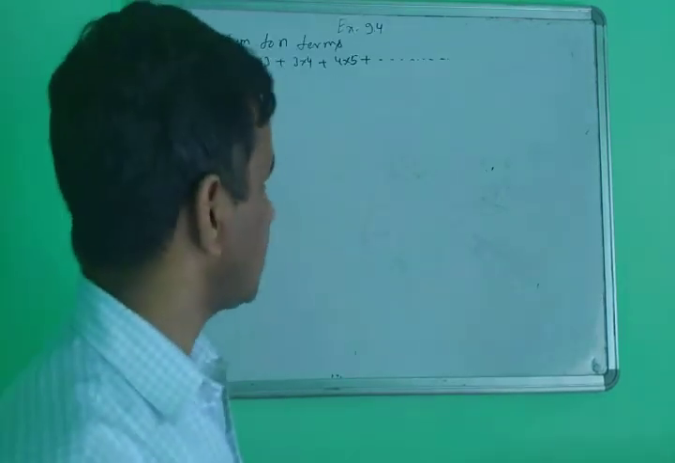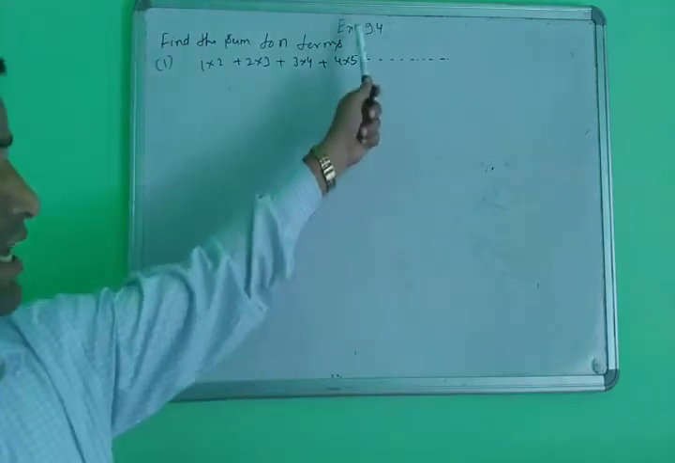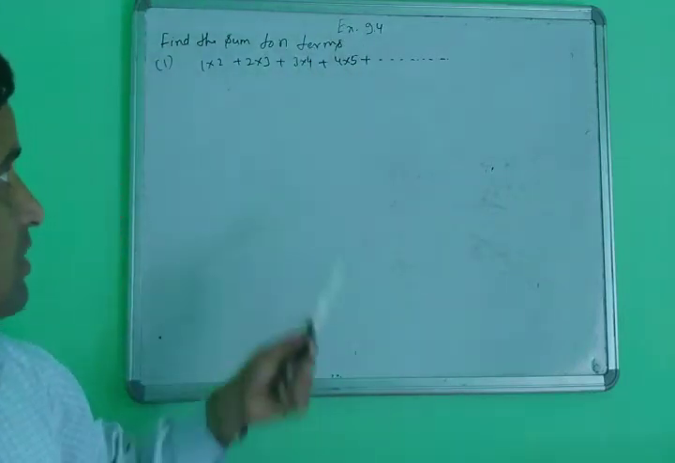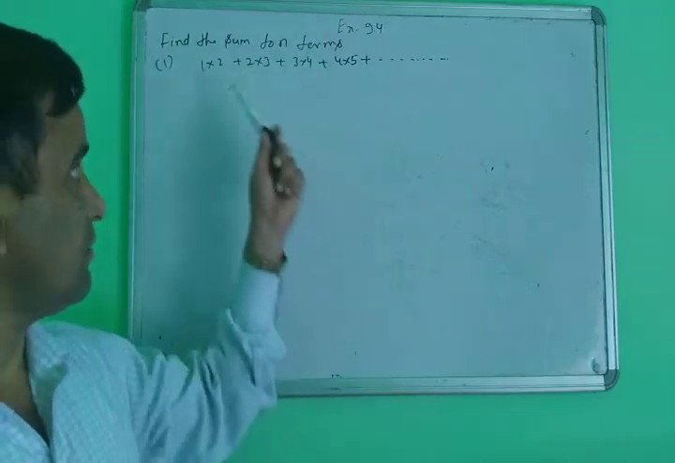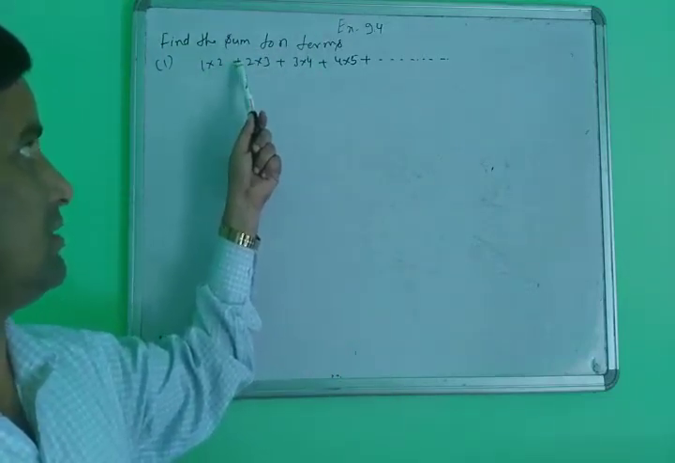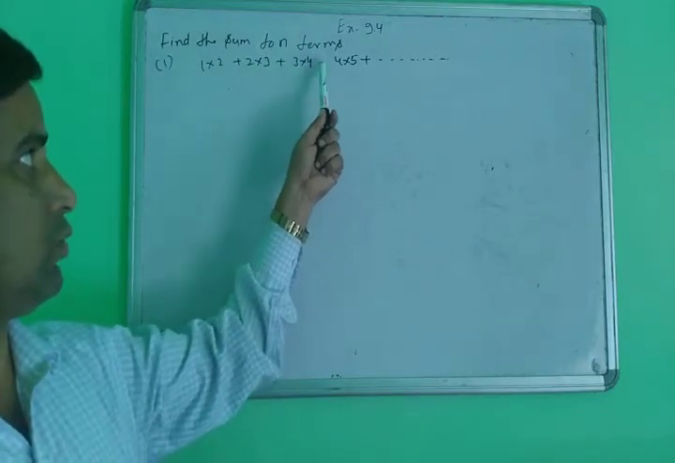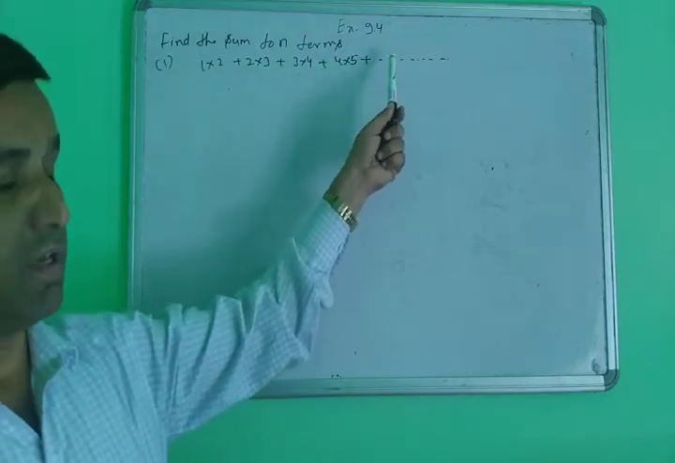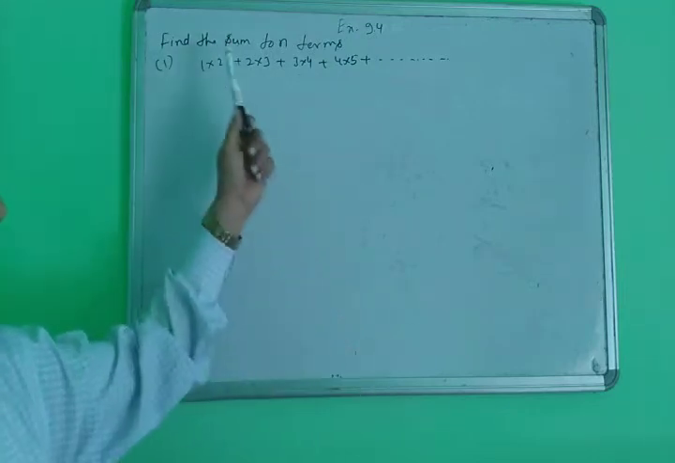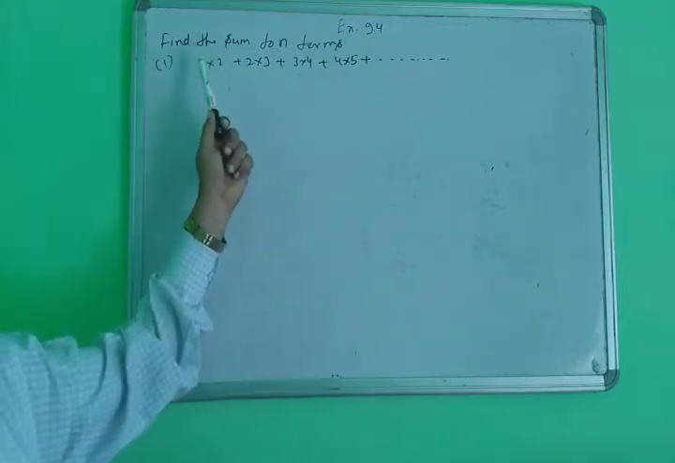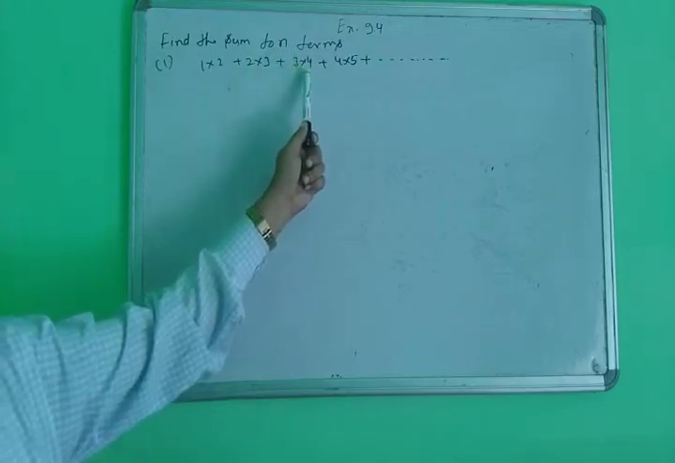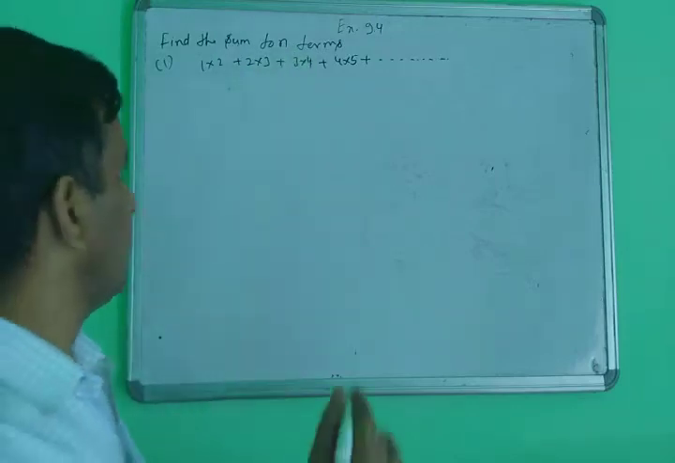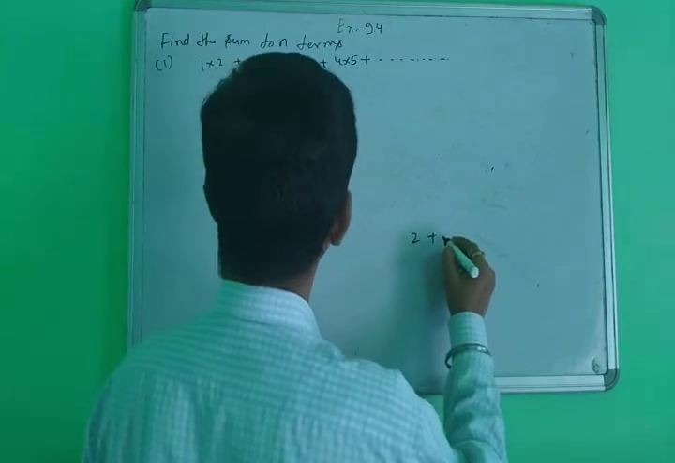Yes, students, next I am taking question number 1 from exercise 9.4: find the sum of the n terms of the given series 1 into 2 plus 2 into 3 plus 3 into 4 plus 4 into 5. Look at this question here: 1 into 2, don't multiply it to get 2, 2 into 3 to get 6, 3 into 4 to get 12. Suppose if you multiply here, then the series will be changed.